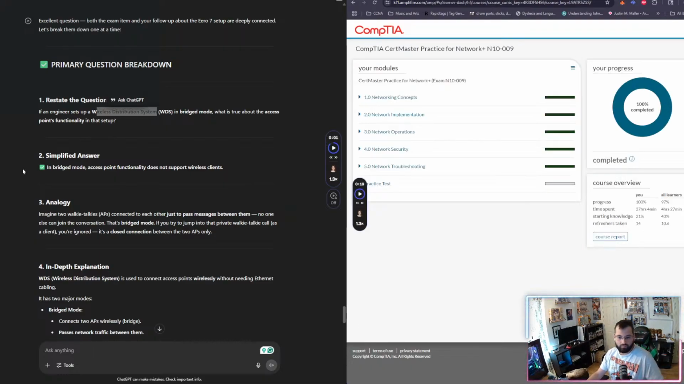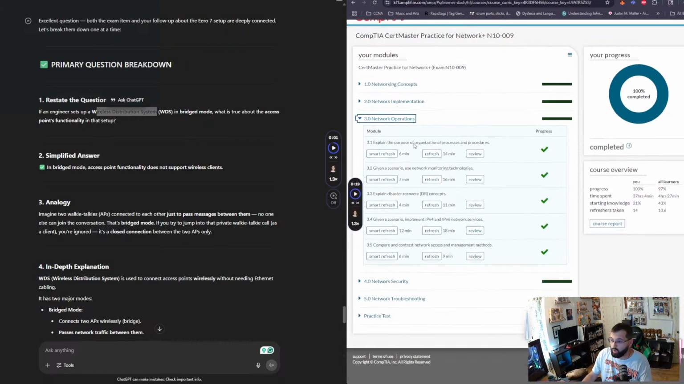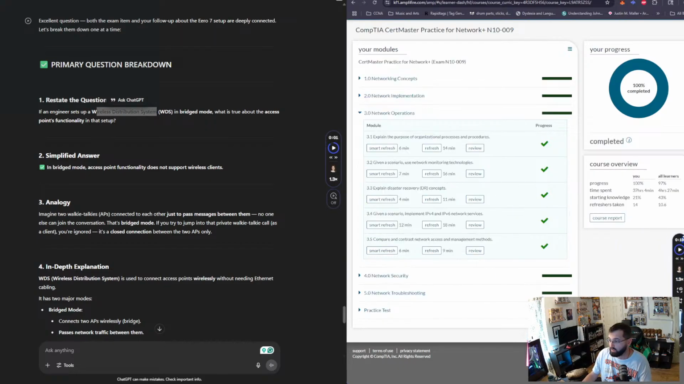Okay. We are done. We are done with section 2. Tomorrow morning, we're going to go over section 3, network operations. Very excited about that.